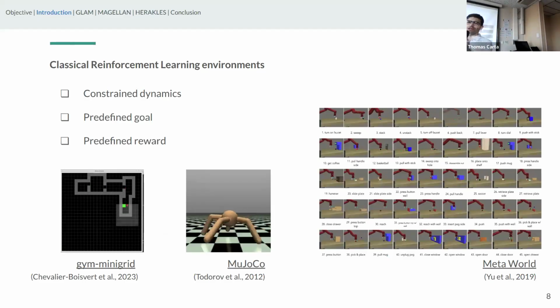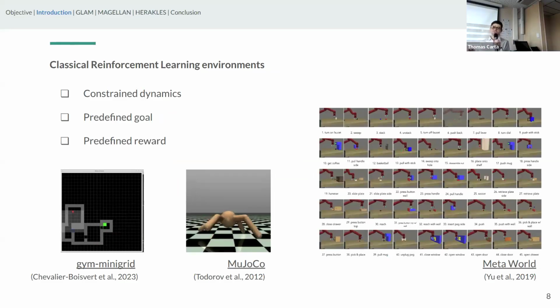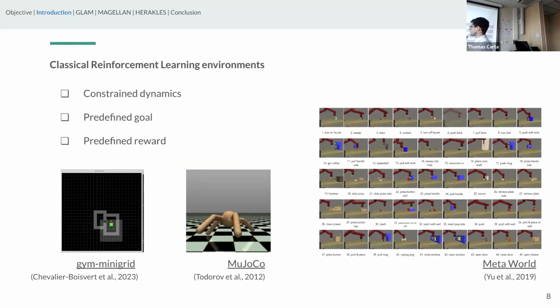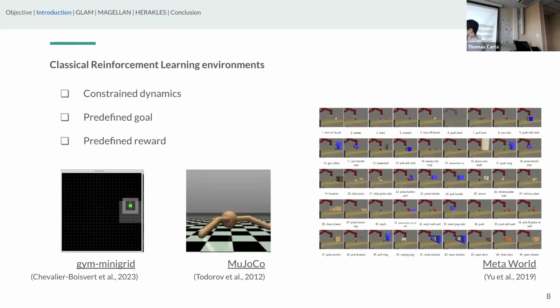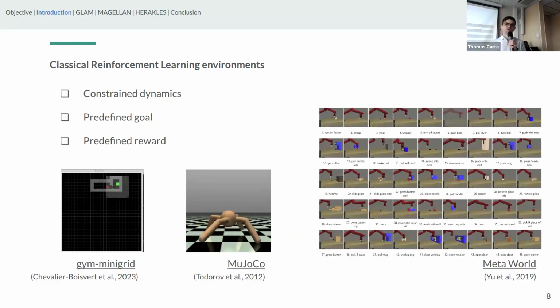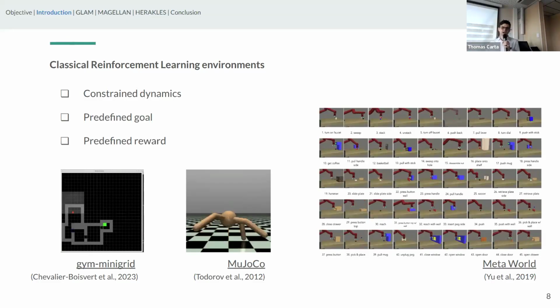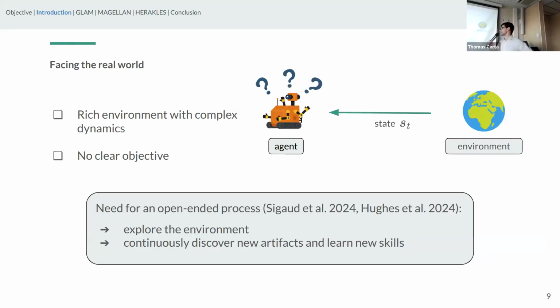Usually, in classical reinforcement learning environments, agents face constrained dynamics and get predefined goals with predefined rewards that have been tuned to these specific goals. So for instance, in Gym Minigrid, the agent has to reach this green cube, or in MuJoCo, moving this four-leg spider, or here, moving a robotic arm in Meta-World. So it's always specific goals already specified, with rewards that have been tuned for these goals. However, when an agent faces a natural environment, our environment, it contains rich and complex dynamics, and there is no clear objective. Crucially, there is no clear objective.